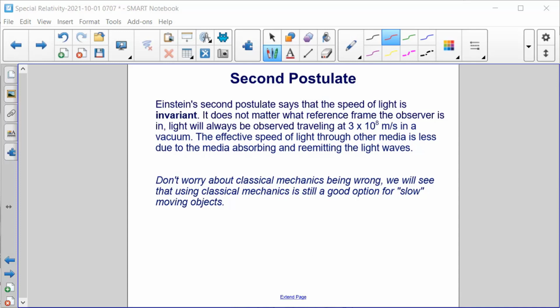So don't worry about all that classical mechanics you learned being wrong. We will see that using classical mechanics is still a good option for slow-moving objects. But that understanding of classical mechanics starts to break down when we're talking about these very fast-moving things, like light waves.